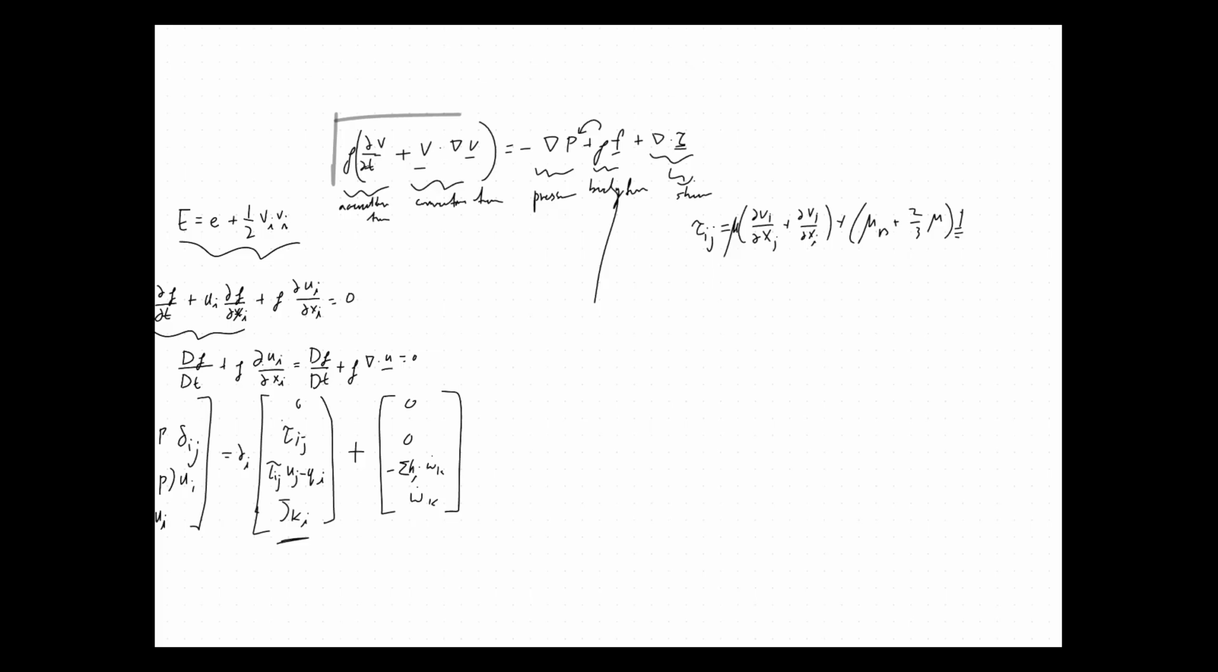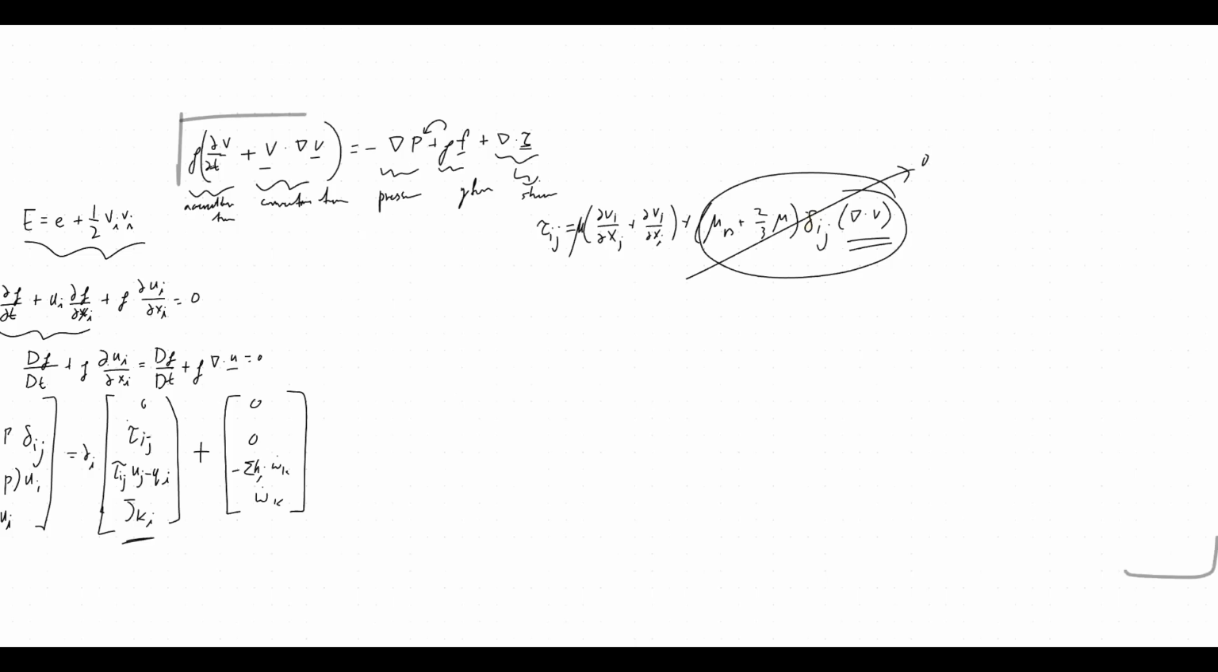Over here, it's going to be delta_ij, and it's going to be gradient dot v. And this term is why this thing goes to 0, as we all know. As you may have known already, this goes to 0 if it's incompressible, by the way. For compressible flow, which we're dealing with, this is in play.